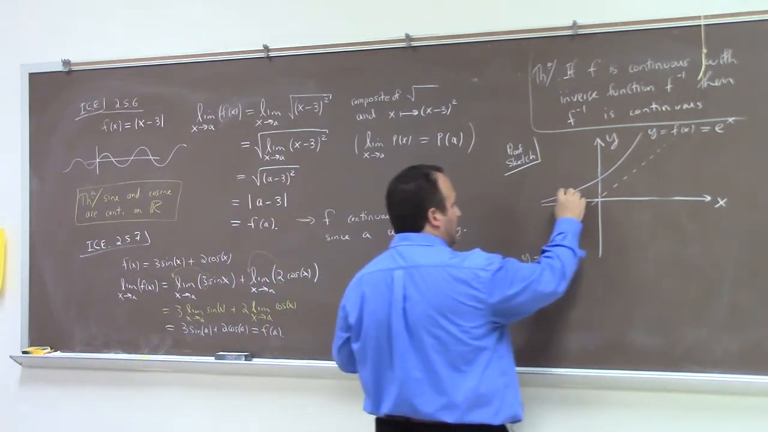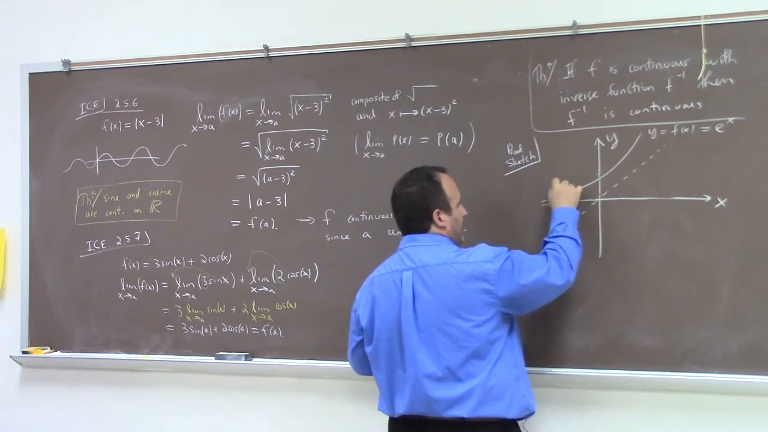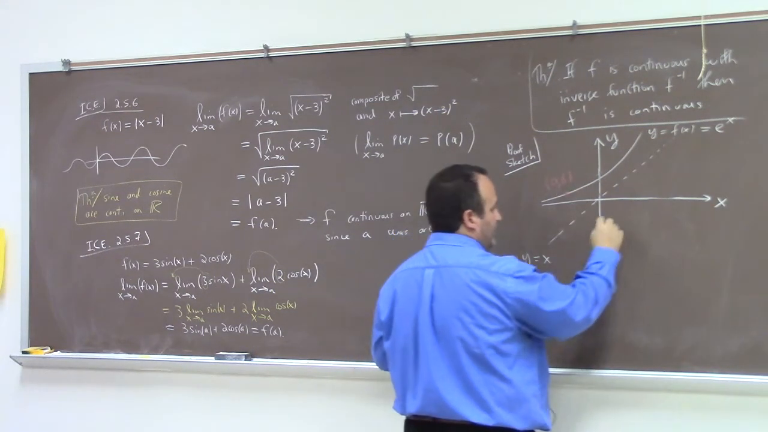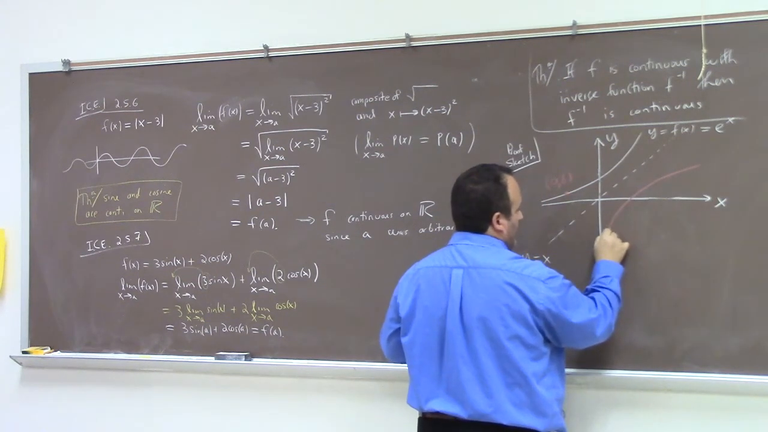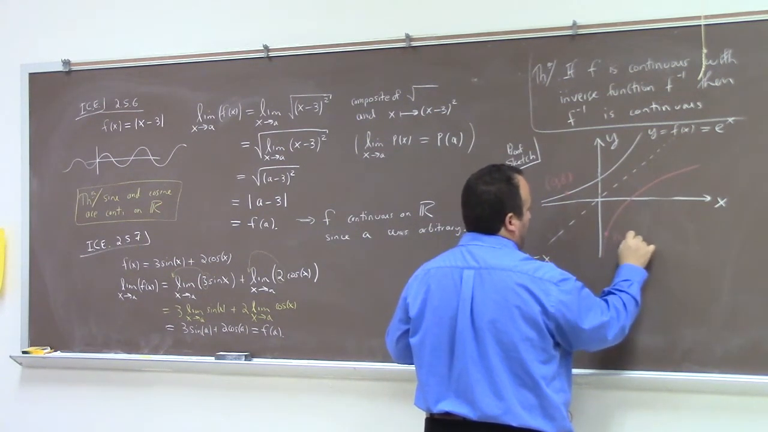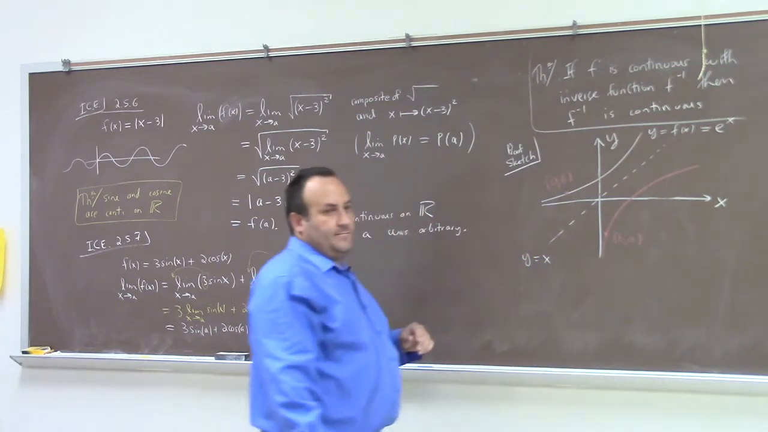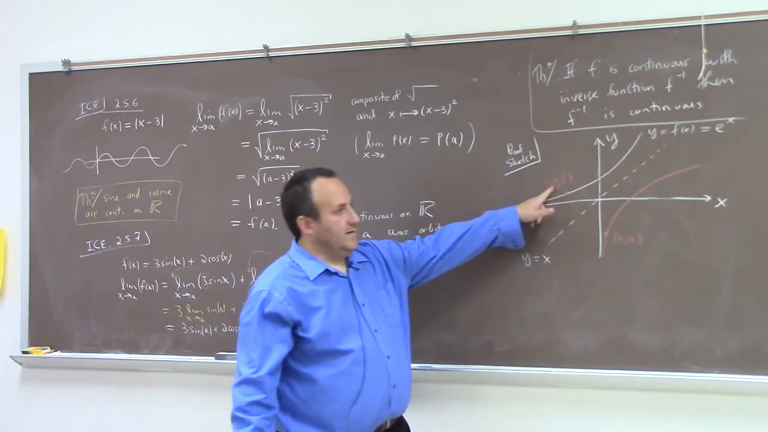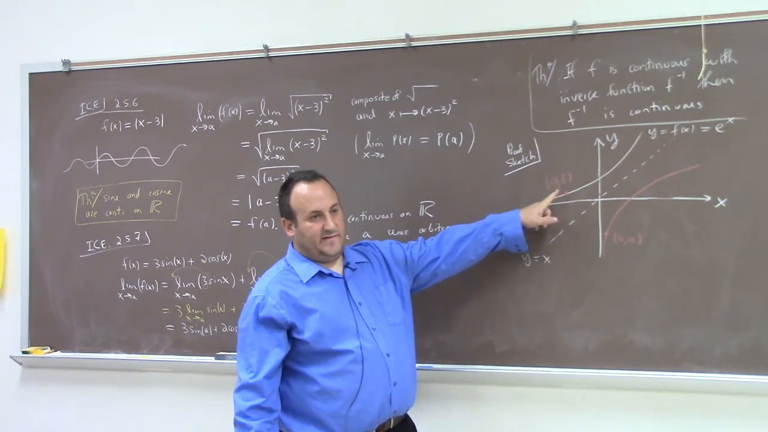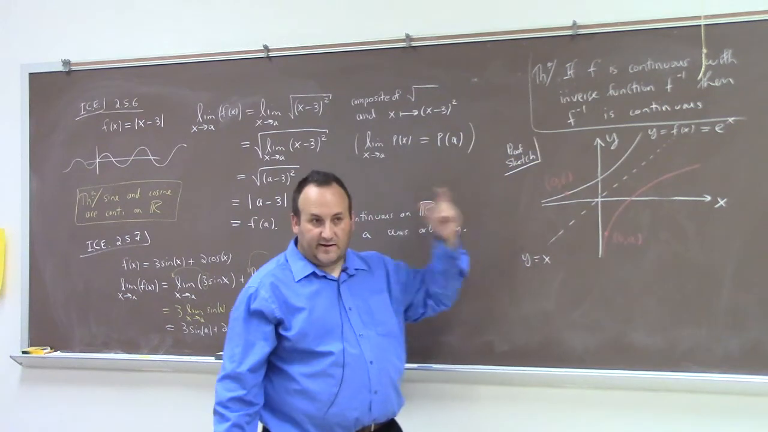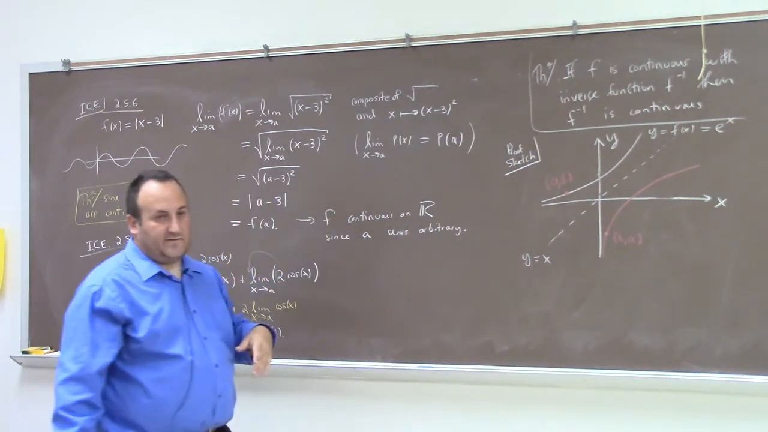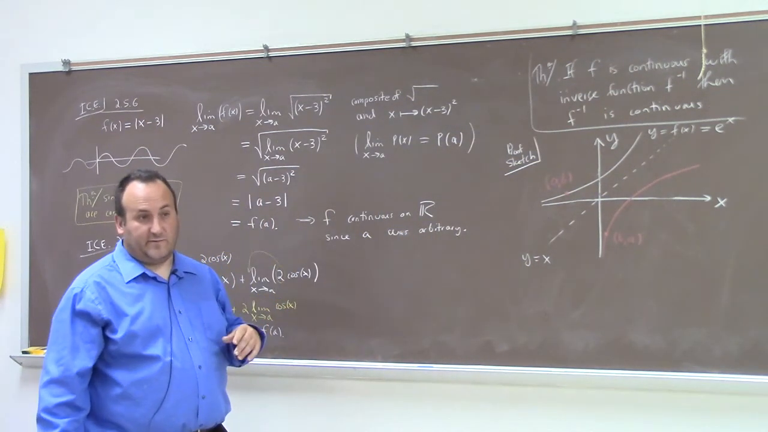For each point here, let's say a comma b, you trade it for the point on the other side, b comma a, right? A lot negative, a little bit positive, a little bit positive, a lot negative. Flippity-floppity, right? And this is how you graph the inverse function. You reflect across the line y equals x.